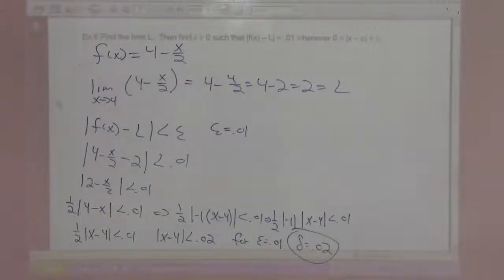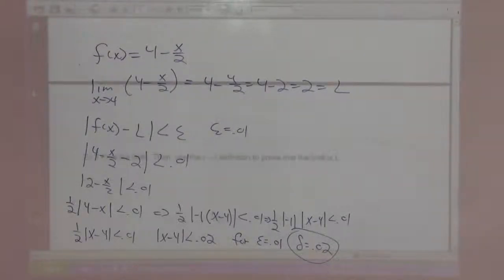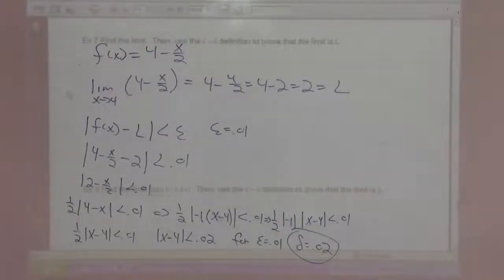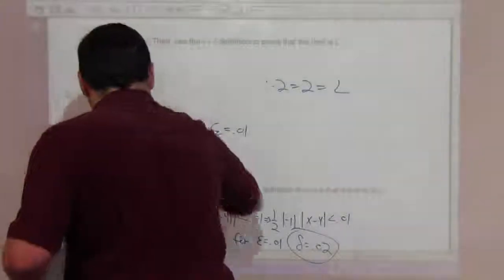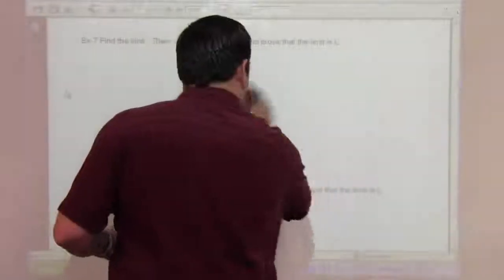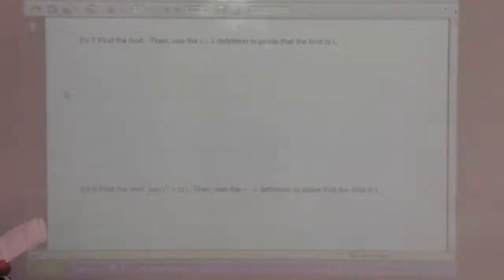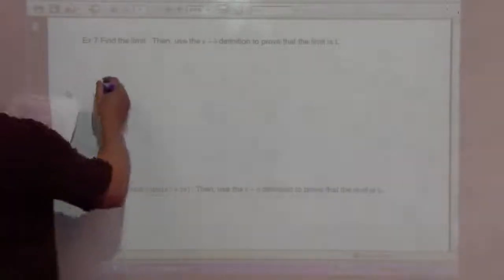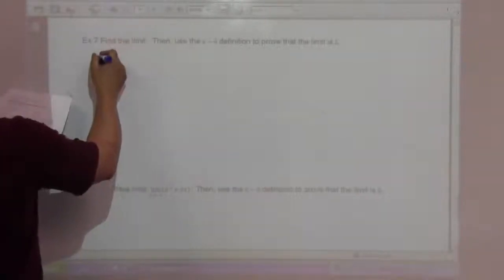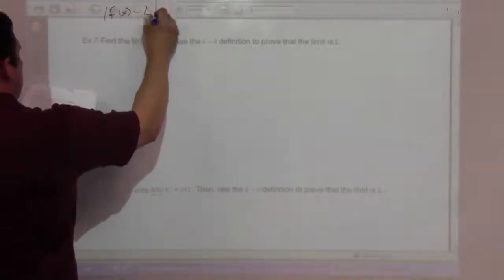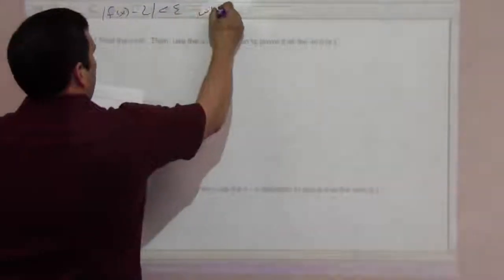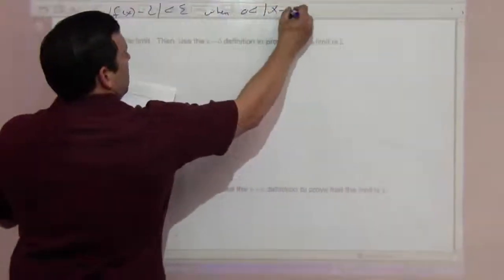Okay, let's go on to the next page. Feel free to pause if you need to pause that. Okay, find the limit, then use the epsilon-delta definition to prove that the limit is L. So here I forgot to type this in again. We're going to be doing absolute value of f of x minus L is less than epsilon when 0 is less than the absolute value of x minus C is less than delta.